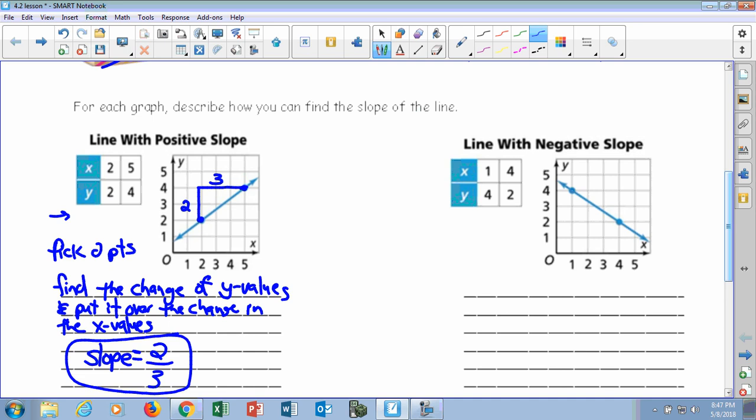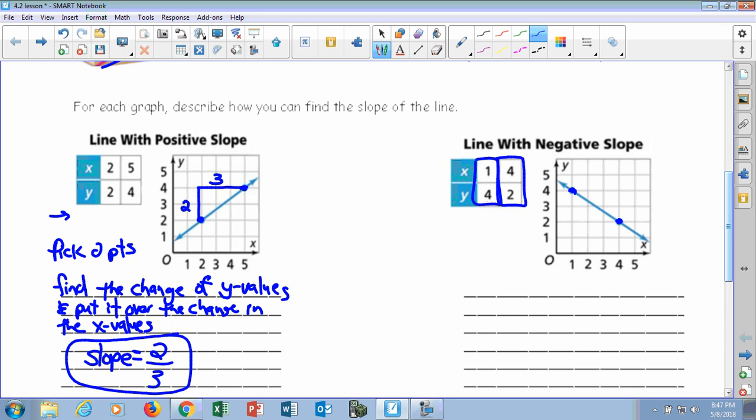So let's try using just the graph here. I want you to try to find a line with a negative slope, and then I'm going to turn you loose on one. So again, here is our one coordinate, right here, 1, 4. 1, 4 is right there. And then 4, 2, which is right there.